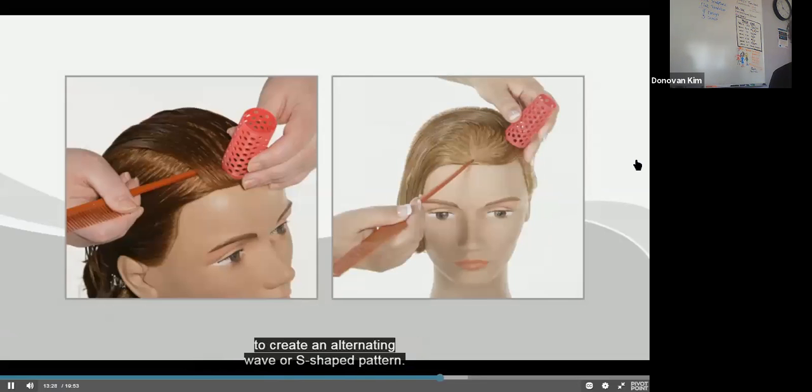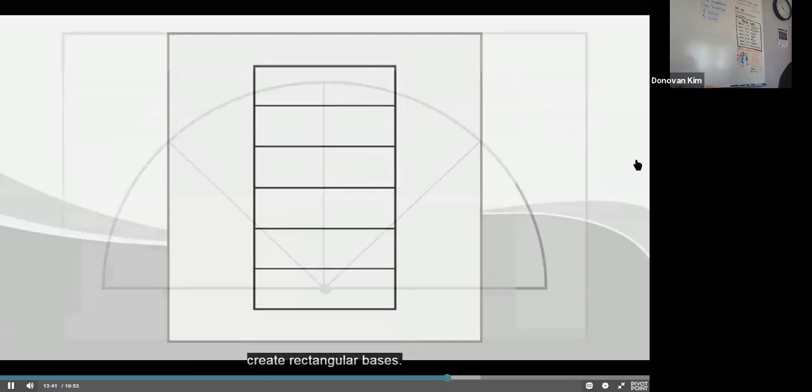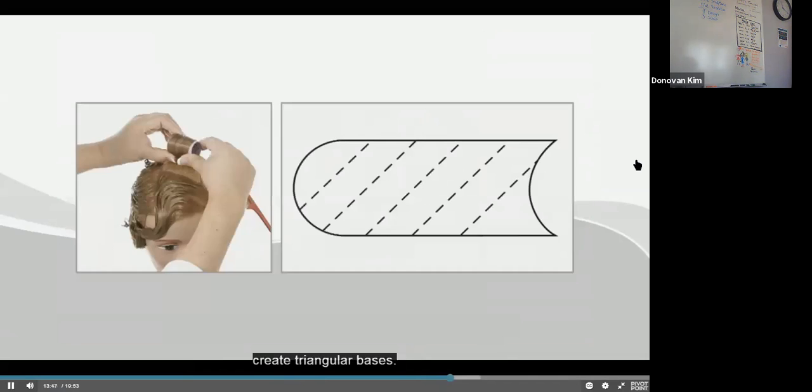Partings are lines that subdivide shapes or sections to help distribute and control the hair. These subsections are often called bases. Parallel horizontal partings within this rectangle shape create rectangular bases. Radial partings within this circular shape create triangular bases. Parallel diagonal partings are used to create rhomboid-shaped bases within an oblong.